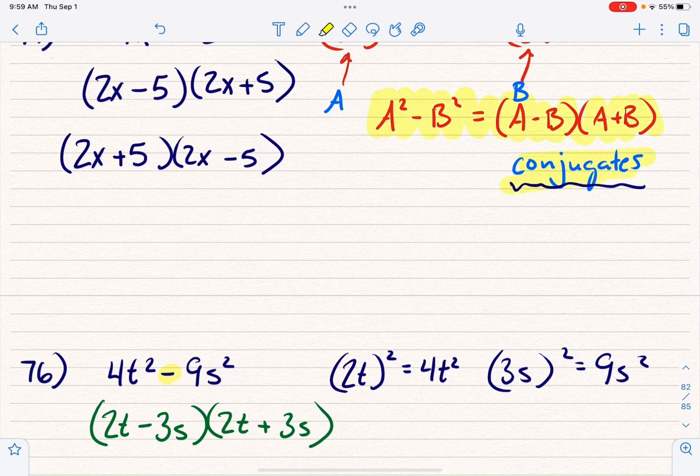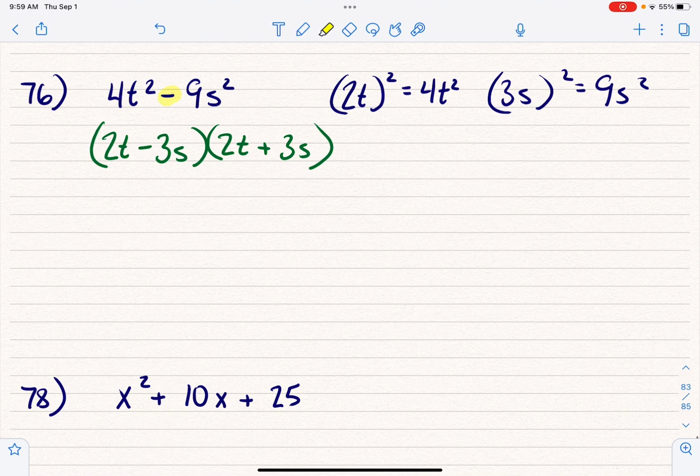When you understand how simple this is and how easy it is to factor it down to conjugates, then the hardest part is identifying what's inside that, that when I square it, gives me that number.